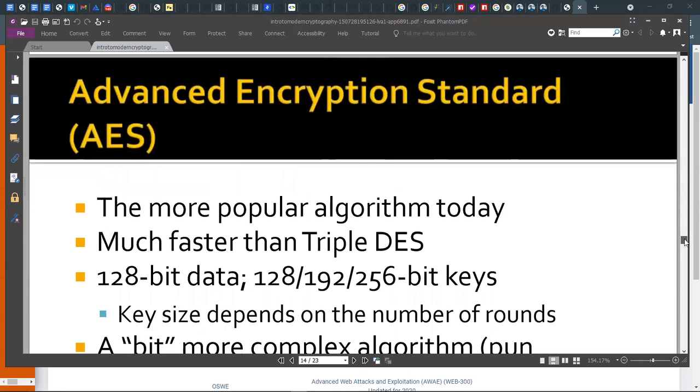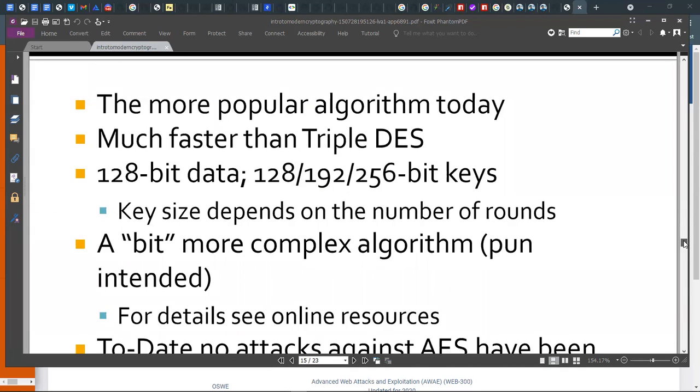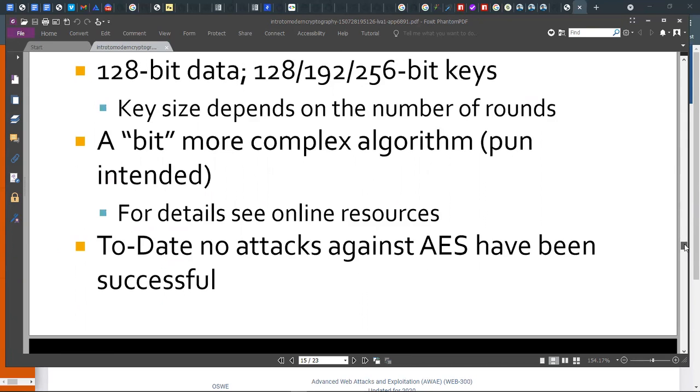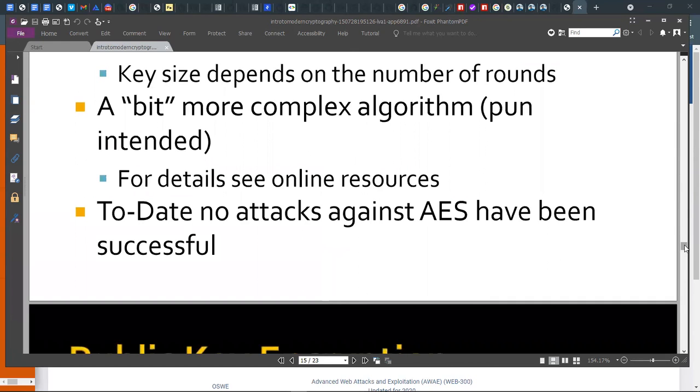So we have the Advanced Encryption Standard, AES. It is the more popular algorithm today, and much faster than triple DES. It uses 128-bit data, and the key size depends on the number of rounds, a bit more complex algorithm. For details, see the online resources. To date, no attack against AES has ever been successful.